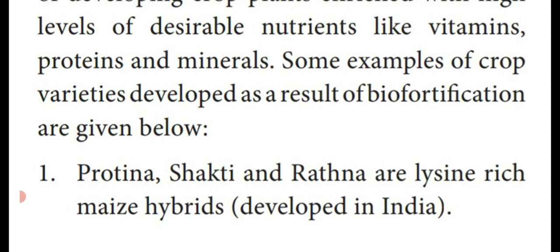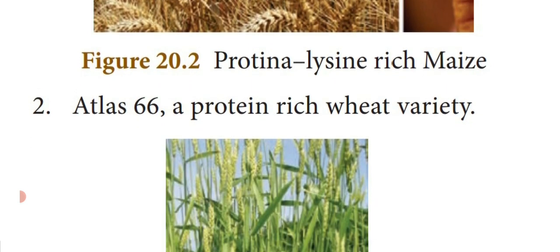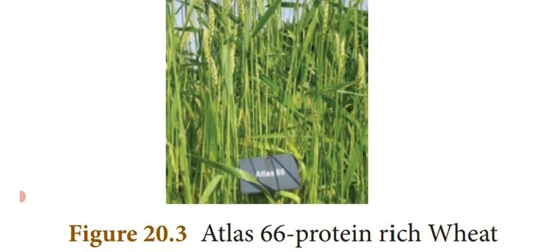These different varieties of wheat are developed in our country, that is India. Dear students, see the diagram. This is the wheat variety named Proteina, which contains high protein content, that is lysine. Second one, Atlas 66, which is a protein-rich wheat variety. The diagram is given here.